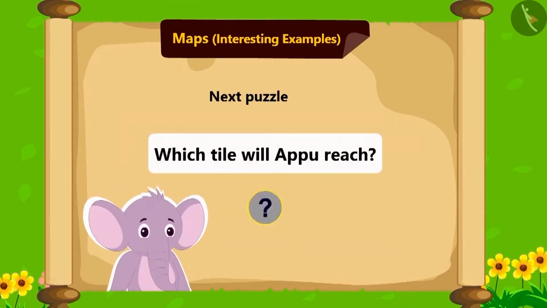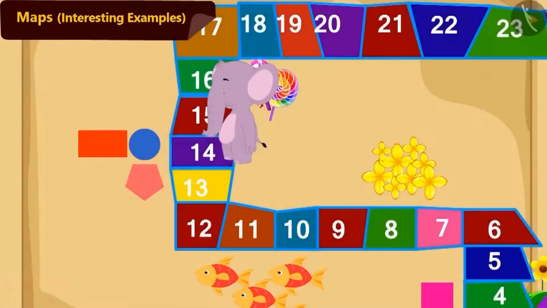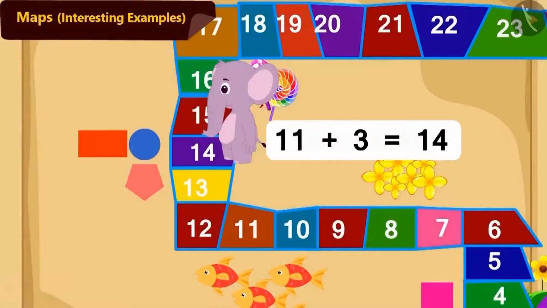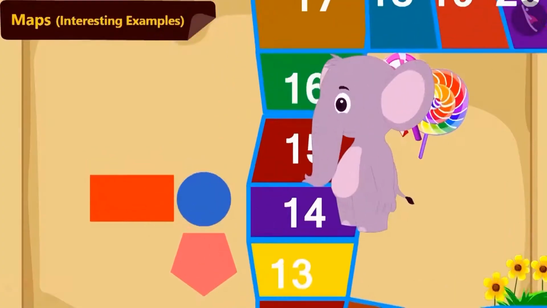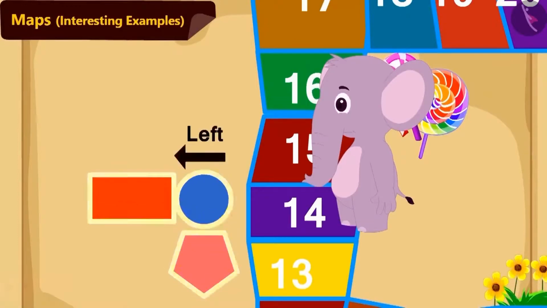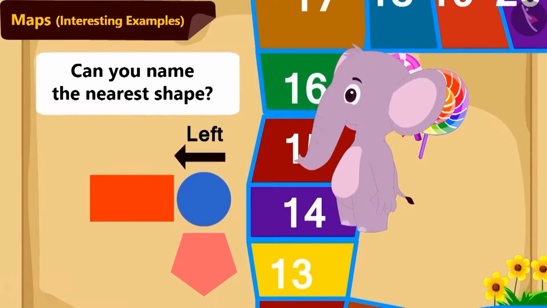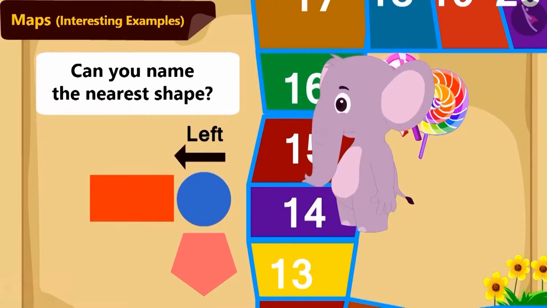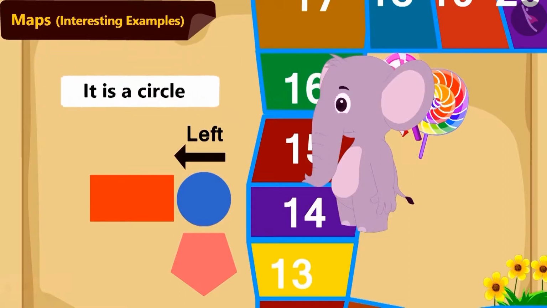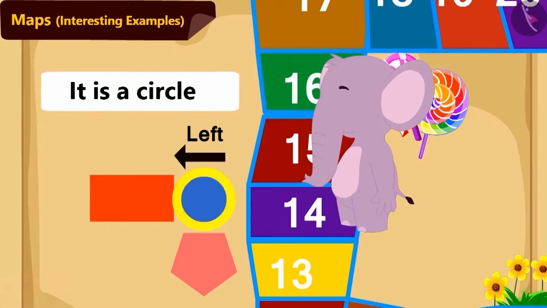Children, can you help Appu? Which tile will Appu reach? Absolutely right. Appu will reach tile number 14. On the left side of tile number 14 are paintings of 3 shapes. Among them, can you name the shape nearest to number 14? Yes, it is a circle.